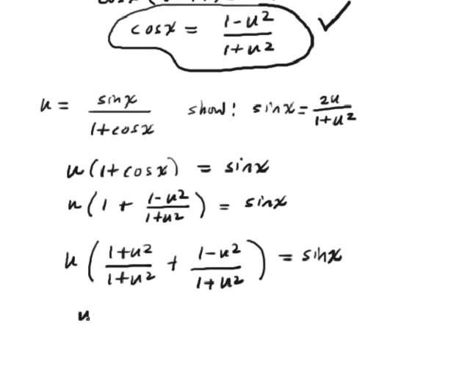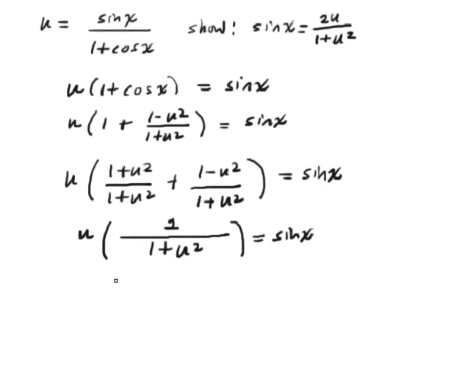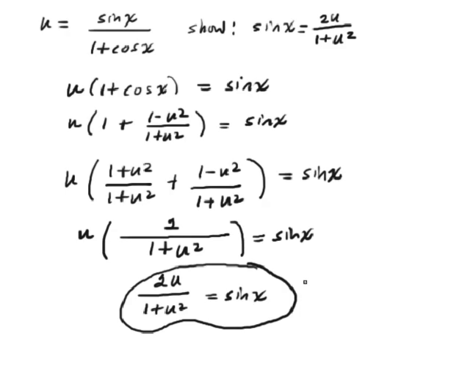Under the common denominator of 1 plus u squared, we have 2, and the u squared and the minus u squared cancel, so that's it. So we have the expression that we were aiming to prove. Okay, finally we have 2u over 1 plus u squared is equal to sine x. And that's what we want to show over here.